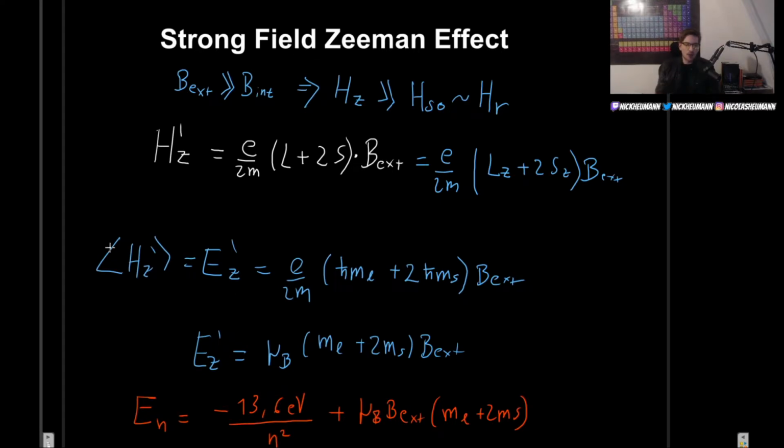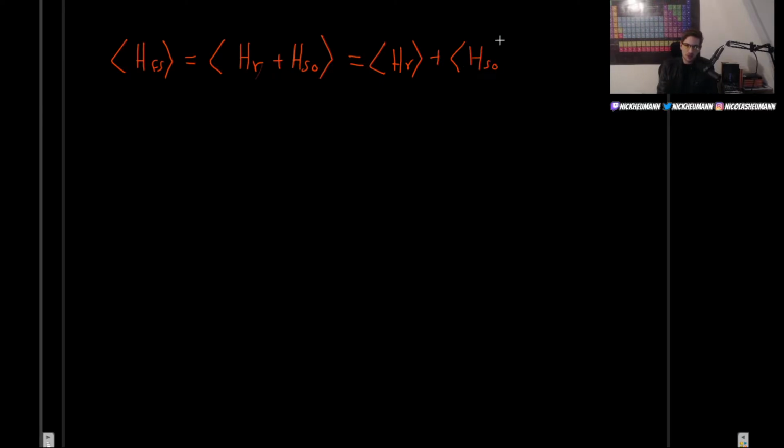What's going on now with the perturbation? As we mentioned, the perturbation is going to be the fine structure, so we have to take its expectation value. So what is the fine structure? As we know, the fine structure is going to be the sum of the relativistic and the spin-orbit coupling parts. So we can easily apply the property where we can separate this. So we get the expectation value for the relativistic part plus the expectation value for the spin-orbit coupling.